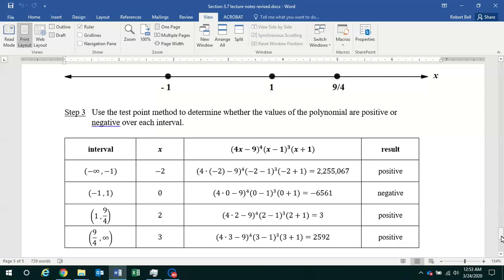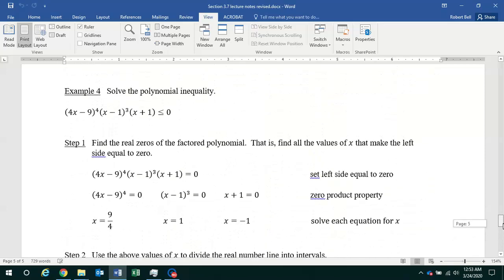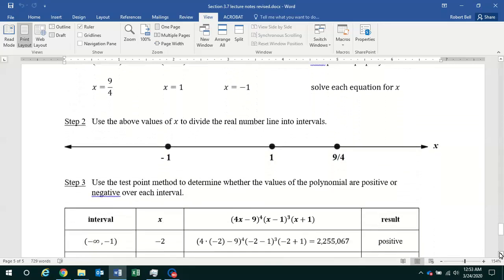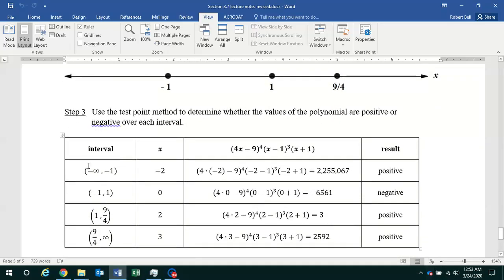So again, we don't want to lose sight of the inequality symbol. We're looking for all the values of x that make the left-hand side less than or equal to 0. And so less than is negative. And so you can see that of these 4 intervals, only one interval makes the left-hand side of our inequality negative. So the interval from −1 to 1 is in our solution set. These other 3 intervals are not in our solution set.